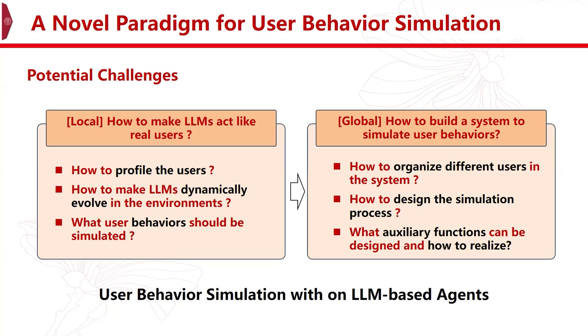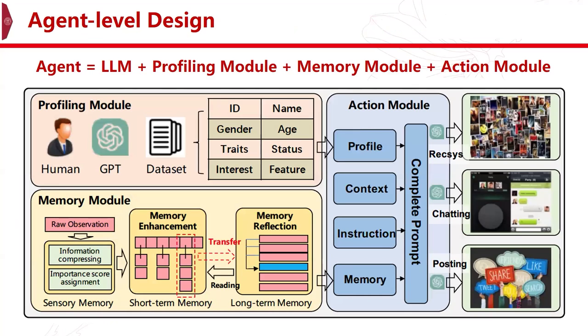in the beginning of last year, we built a user behavior simulator based on LLM based agents. The overall architecture of the agent in our simulator is composed of four modules. The first one is the LLM itself, and the second one is the profile module. The third and the fourth are the memory and action modules. In the profile module, the users can indicate different characters of the users, for example, the ID, gender, traits, and interests of the users. By indicating these characters, the agent can follow the character of the user and behave like a real human.